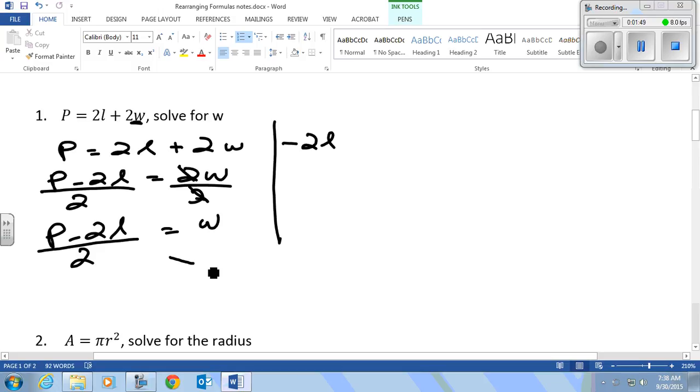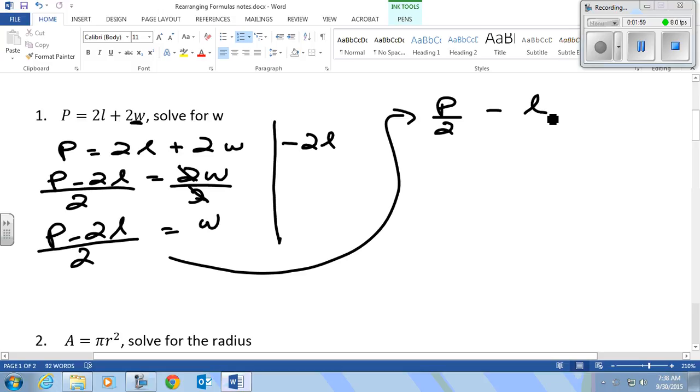You might like to just see another way that you could write that. You could separate that into two terms. You could have P over 2 minus 1L, because you have 2L over 2, which would give you 1L. So that might be a simpler way of writing that. Okay?